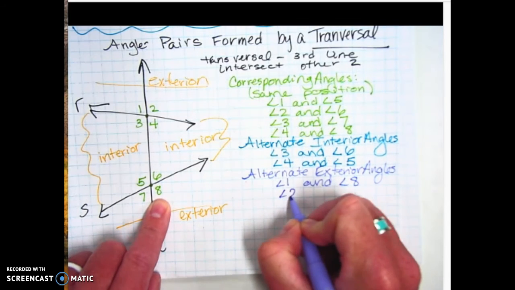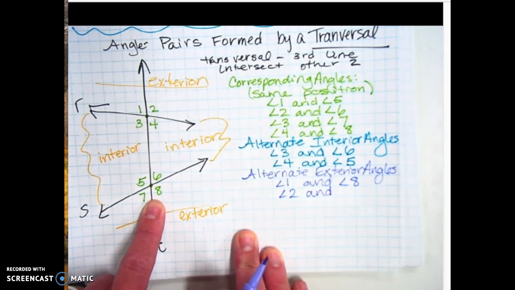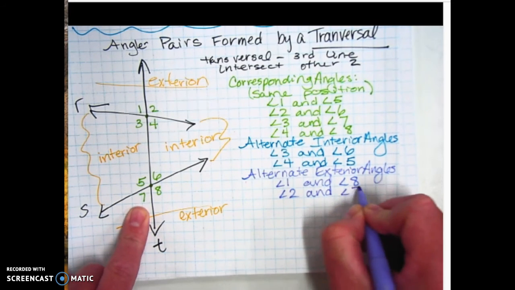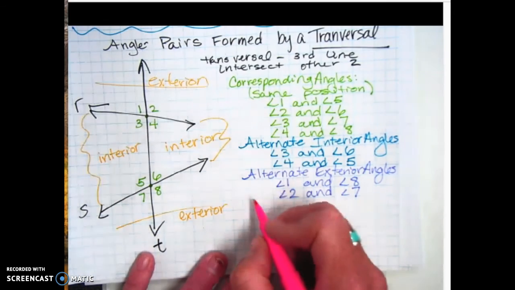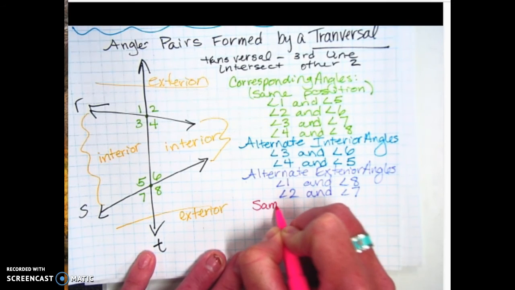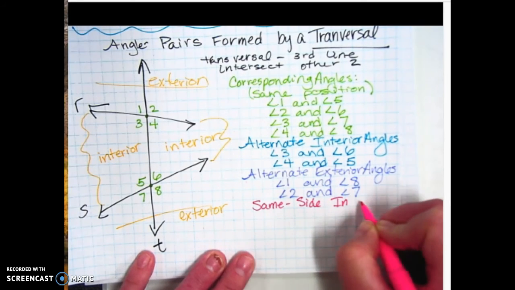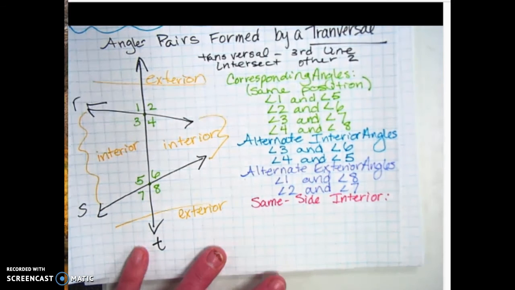There's one other pair, and that's with angle 2. Follow the transversal down, hop on the other side, and what number is there? 7. Okay? The last and fourth relationship is called same side interior, same side interior. Okay?